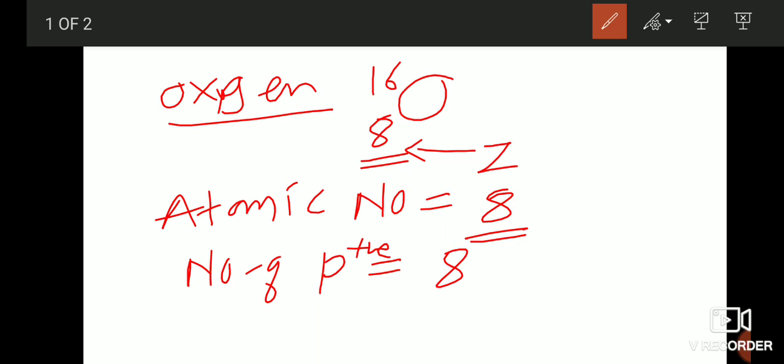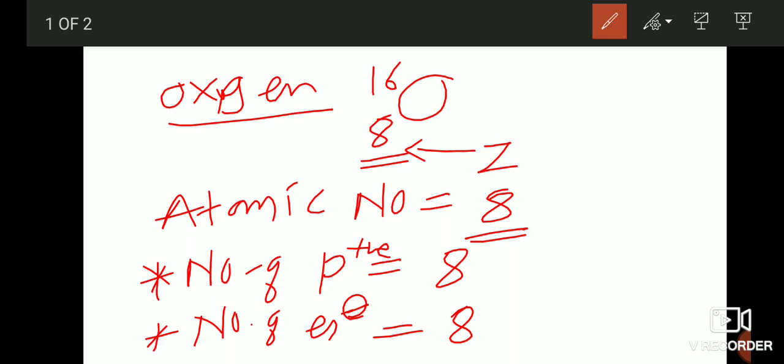At the same time I can write the number of electrons is equal to 8, since electrons are negatively charged particles. And how many electrons will be there, student? Again 8, correct? As the number of protons is equal to the number of electrons, this is very important. Now in the same topic we are going to understand the mass number.